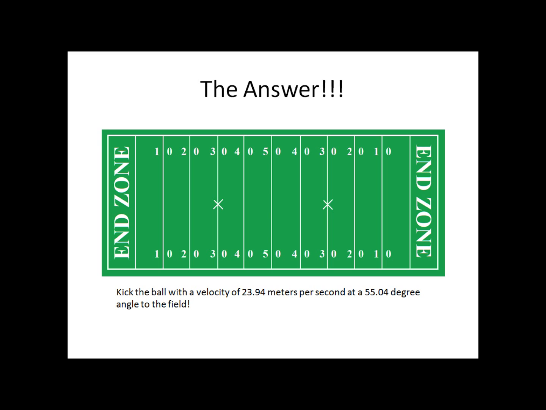If we kick it a little bit too fast, it'll go between the end zone and 10. Kick it a little bit too slow, between the 10 and the 20, but it'll still land in our target range. So now, it's up to the kicker.